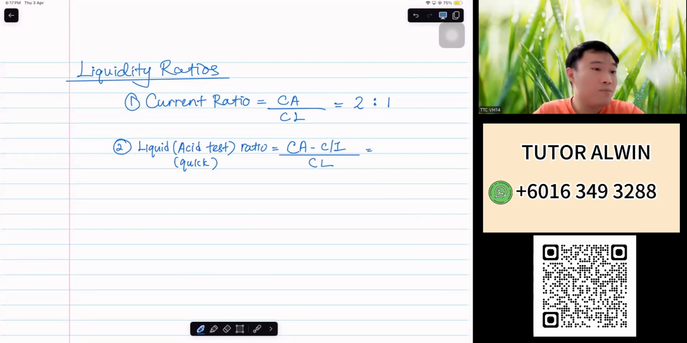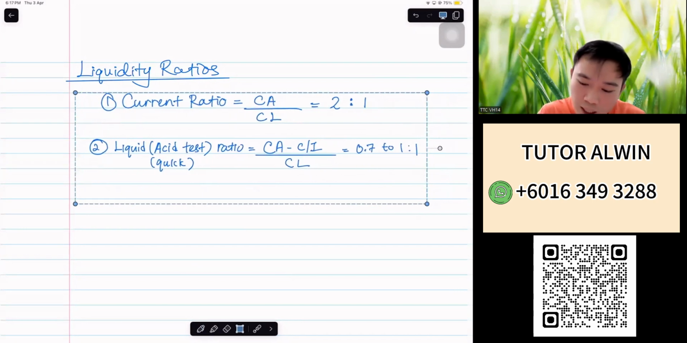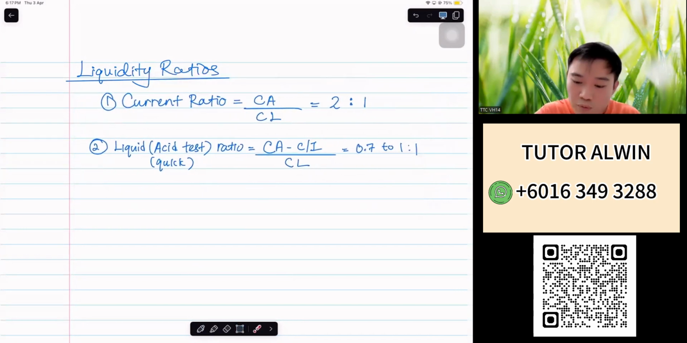So again, the best one, sometimes they say, is 0.7 to 1 to 1. It's okay. There's no hard and fast rule though. It's just that we are scared if you have too much current asset in your hand, right? You have too much cash in your hand, it will mean 2 things. One, on the good side, is that you are financially stable. You're able to pay expenses when they are needed. You're okay, you're doing fine.